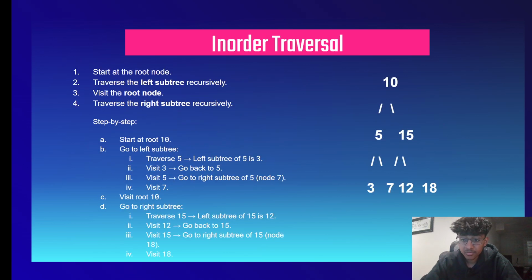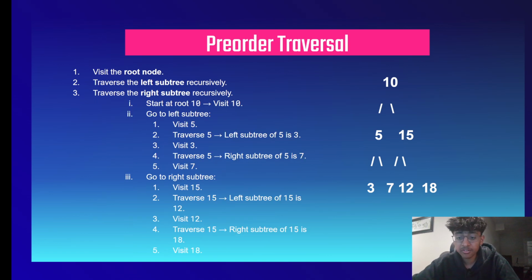Now let's look at in-order traversal. In-order traversal is the order in which the nodes are visited. In this case, they're visited from left to root to right. So the first step would be to recursively traverse the left subtree. Then you would visit the root node, and then finally you would recursively traverse the right subtree. This traversal technique is used for retrieving sorted data from a binary search tree and has a time complexity of O(n).